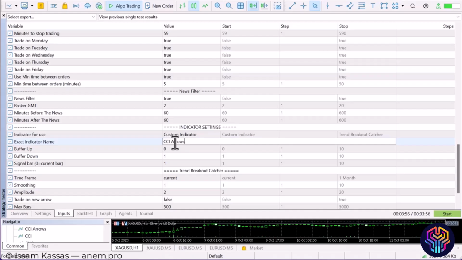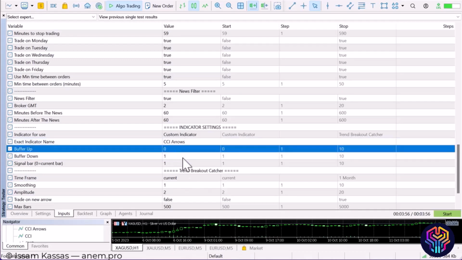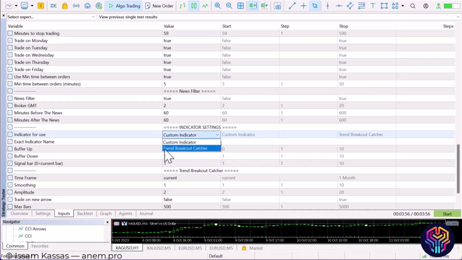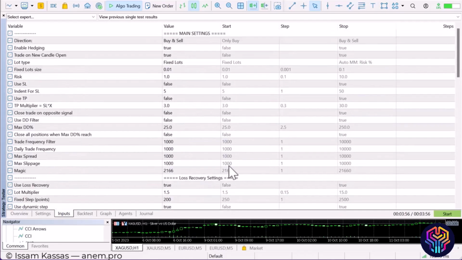And as you can see guys here, I have the CCI arrows here, and I will type in the CCI arrows, and I already know the buffers of the CCI arrows. It's 0 for buy and 1 for sell, and those are going to be the settings that are going to be used. Now when I select the indicator here, and I'm not selecting the trend breakout catcher here, I'm selecting the CCI arrows indicator, what's going to happen is this indicator is going to replace the trend breakout catcher into giving me indications of trades, and I can use those indications and apply whatever kind of trade management that we talked about before.